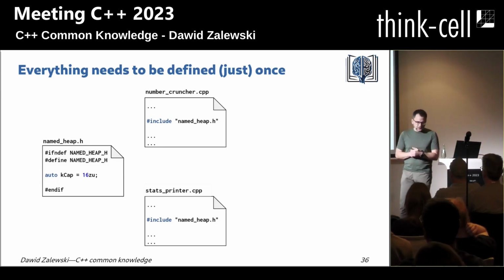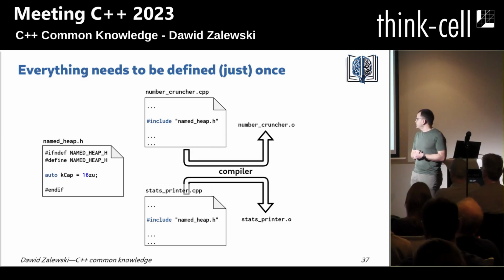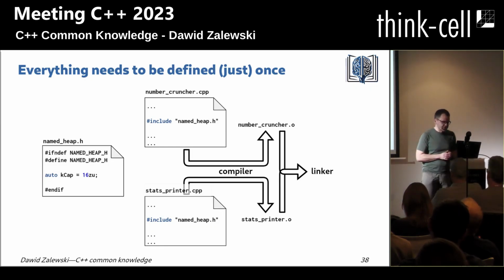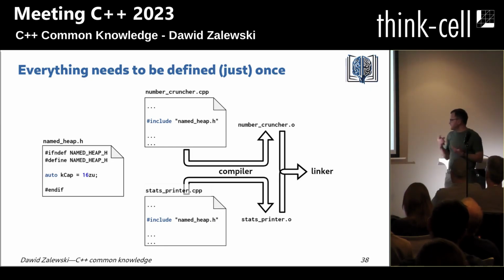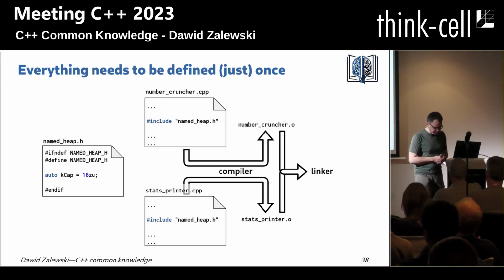The number cruncher, where the function crunch numbers intensively comes from, and the stats printer. Both of them include the header, both of them are compiled, produce object files, and then the linker comes in, and the linker says no. The linker will tell you that you have a multiple definition of the same object. Especially, it will complain about the kCap being defined twice, at least. It's usually a very ugly error. It starts with ld, and that's how you recognize it if you are on Linux. And then you have to start looking where it is.